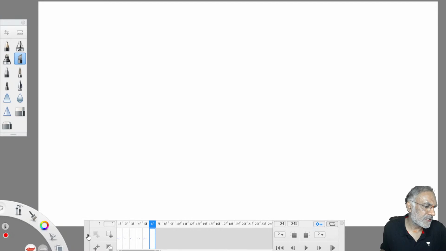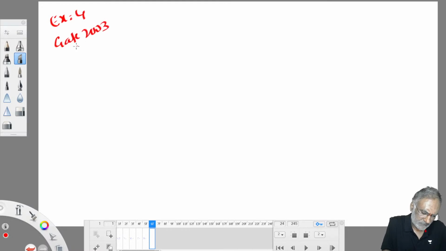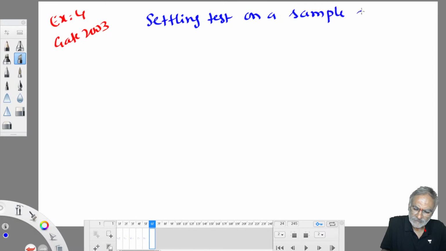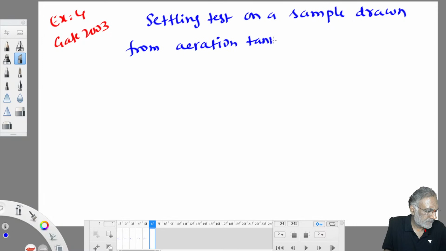Okay, next one more. For your comfort and convenience, let us solve one more question. GATE 2003, this is. This question is very popular, sludge volume index. A settling test on a sample drawn from the aeration tank. There is a 1 liter sample taken from the aeration tank of ASP.